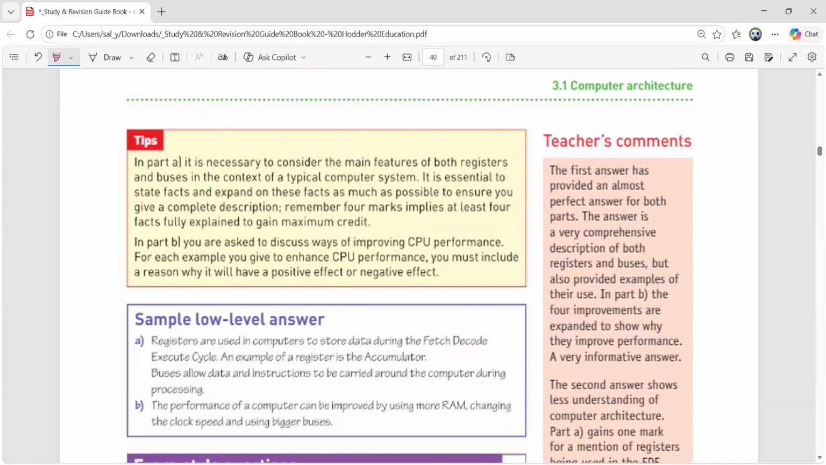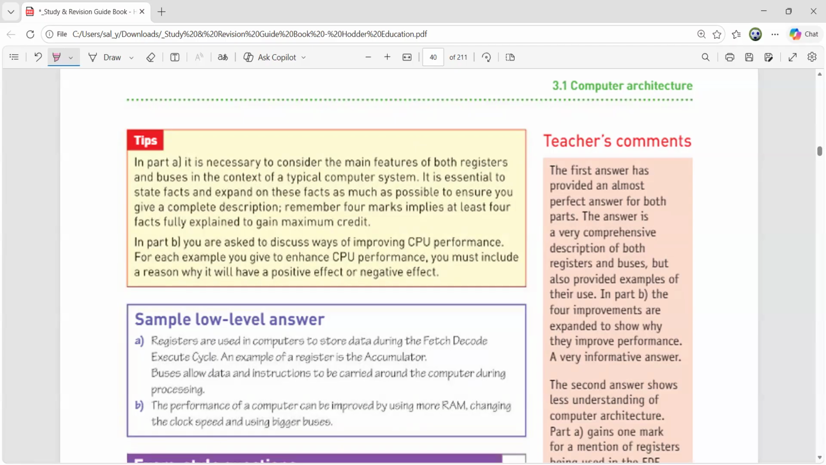He has just vaguely talked about that. See, he didn't describe, he just mentioned, identified or stated, and that is what he has done. So although he has answered, he is not going to score the marks because he lacked the concept of describing. You can see an almost perfect answer for both parts. The answer is a very comprehensive description of both registers and buses. It also provides examples. So this is what we suggest: when you get a question that says describe, just give examples. And it explains why they improve the performance, a very informative answer.